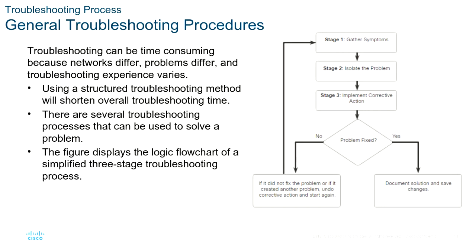Stage 2, I think it's that. Bad subnet mask on the interface port, for example. Then stage 3 is implement the corrective action.